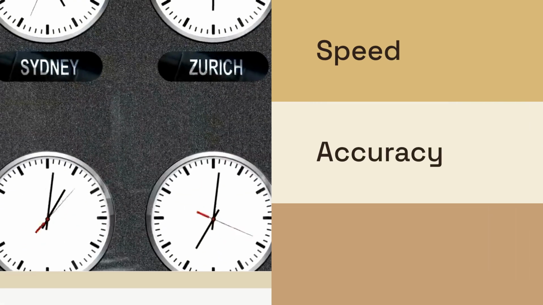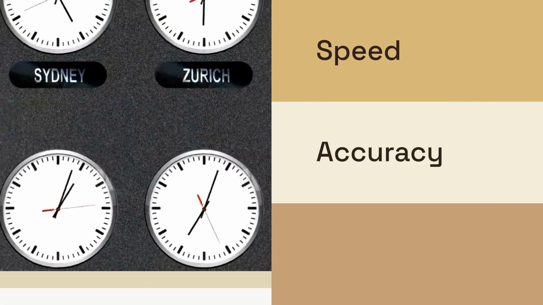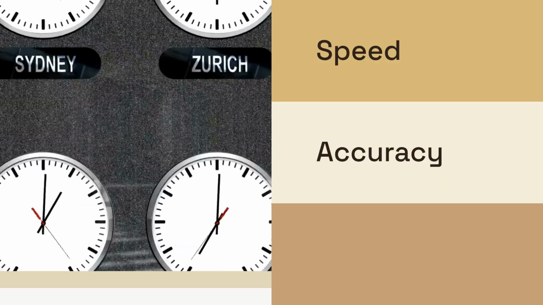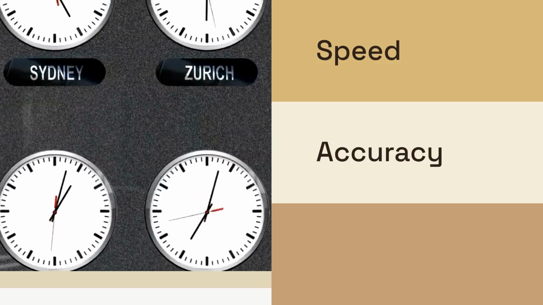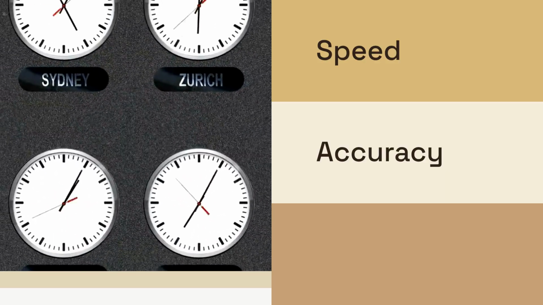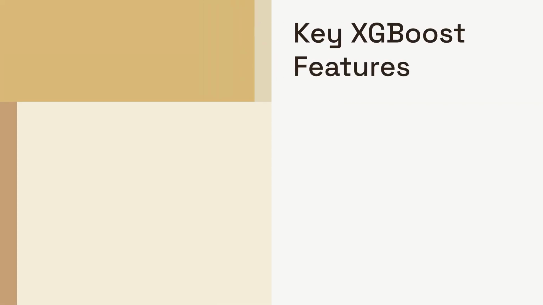XGBoost is specifically engineered for speed and accuracy. It aims to strike a balance between powerful predictive capability and efficient resource utilization, making it suitable for large datasets. Let's explore some of the key features that make XGBoost a standout algorithm.